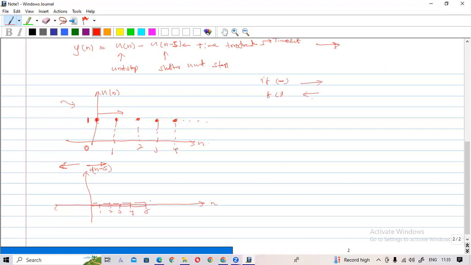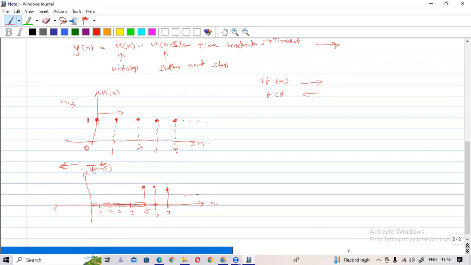Right? In this direction, this 0th sample is shifted by 5 from this direction. So now the 0th sample is here. Then the first sample is shifted by 5 again, so it is at 6. The second sample is shifted by 5 here, so it will be 7. And so on. The signal will look like this. So this is u[n] and this is u[n-5].